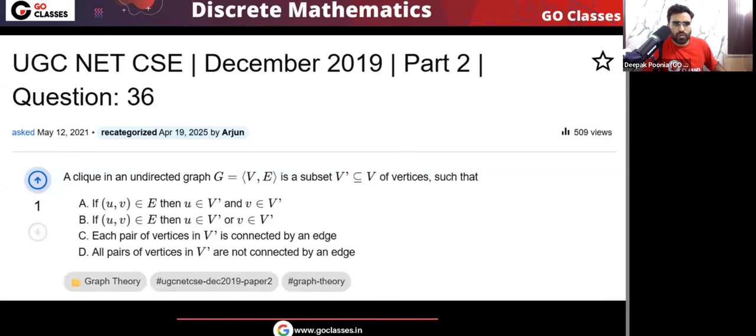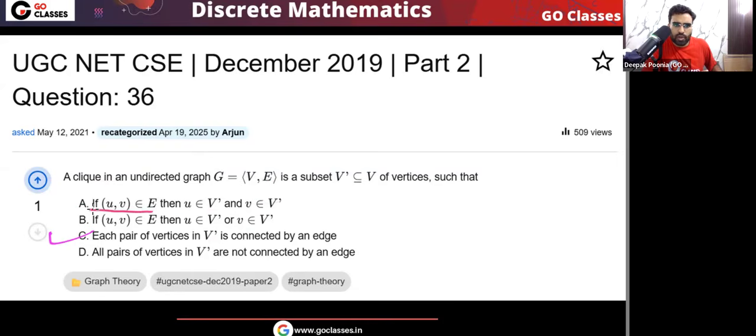Okay. So what will be the answer here? A clique is basically a subset of vertices V dash such that every pair of vertices in V dash is connected by an edge. Okay. So the answer will be option C. What about the remaining options? Let's see option A.